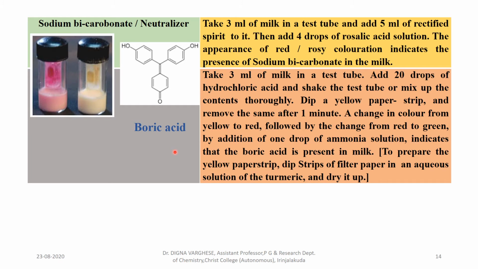Take 3 ml of milk in a test tube, add 20 drops of hydrochloric acid, and shake the test tube well. To this test tube, a yellow strip is added. The yellow strip is made by dipping strips of filter paper in an aqueous solution of turmeric and drying it. Then the yellow strip is dipped into the mixture of milk sample and 20 drops of hydrochloric acid solution.